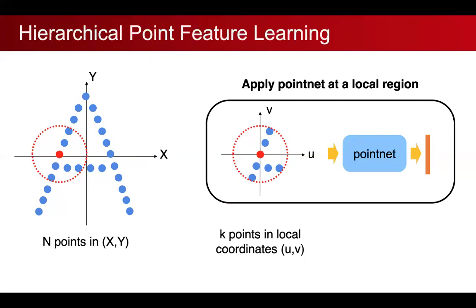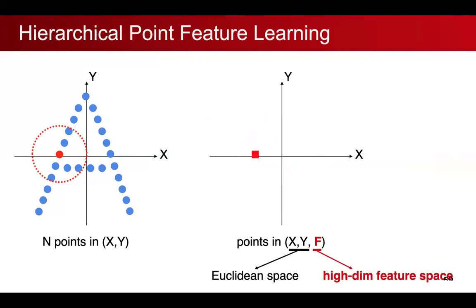But how do you select the region? The idea is that in here we can also do this embedding and have a high dimensional feature space associated with this small region.